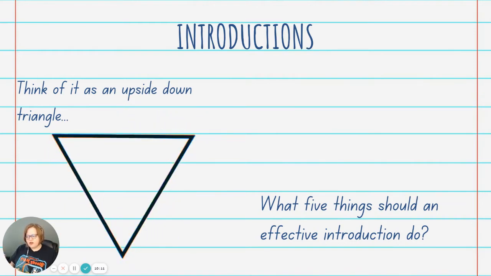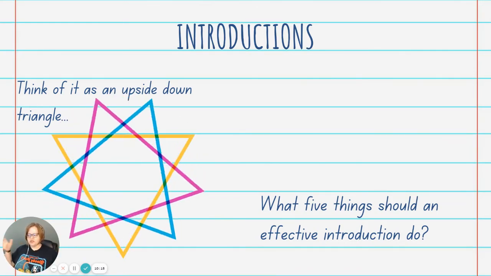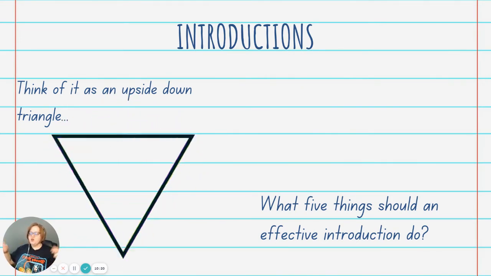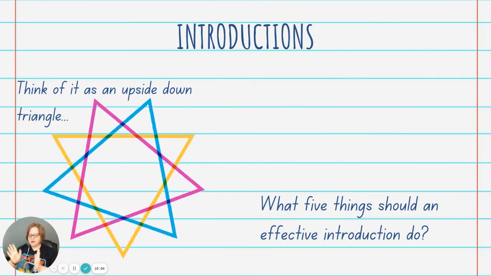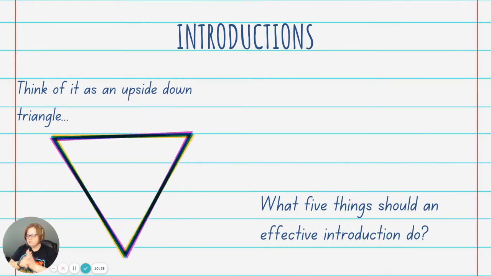It's an upside down triangle, though. It starts off very broad and very general with your discussion. You don't immediately go into this is bad and this is why. You want to ease your reader into these things. So you start off broad and then you narrow it down to the point of that triangle, which will be your thesis statement.